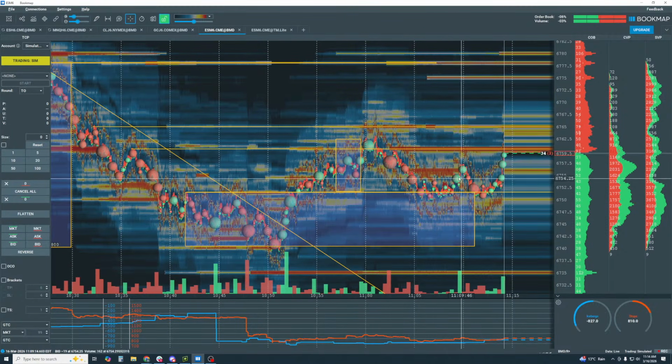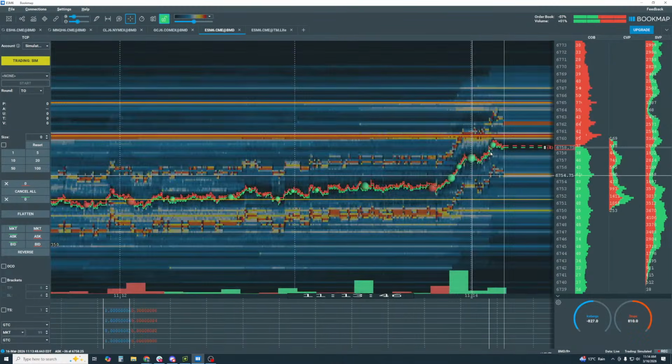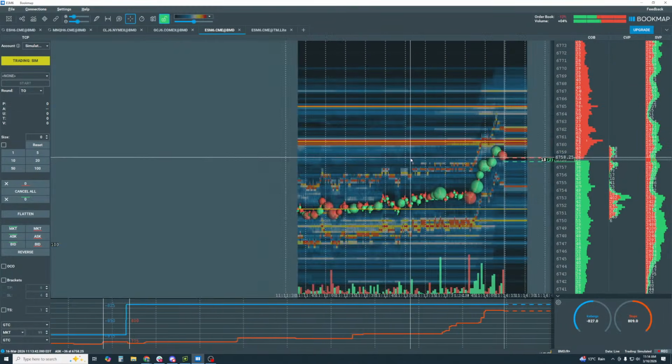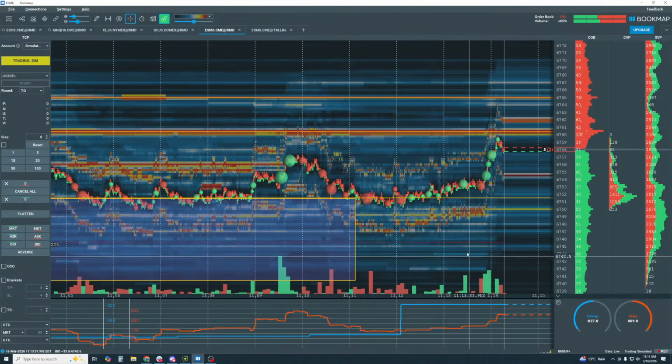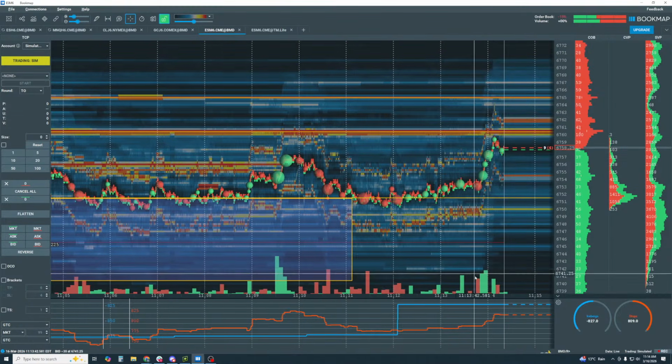Okay, now the buyers are coming back in. Let's get back here to 60. That's some pretty good buying in here. See, now we are starting to see a bit of a transition.